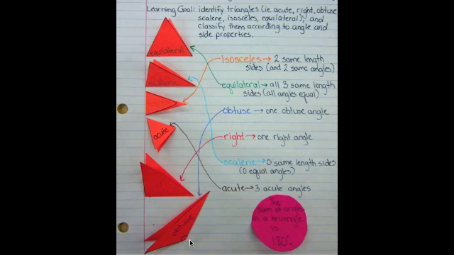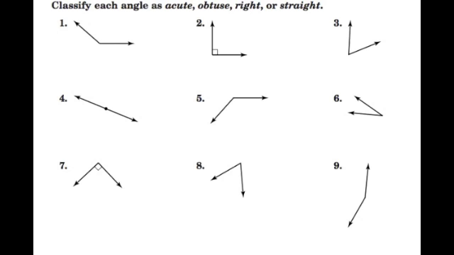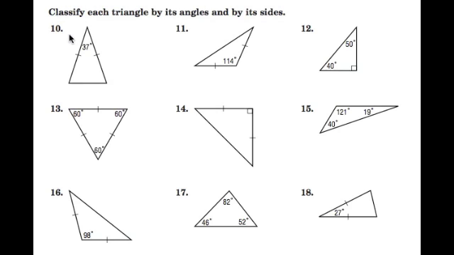As long as one of them's right, the whole thing is considered a right triangle. Same with obtuse. In an obtuse triangle, obtuse means more than 90 degrees. If one of them is obtuse, meaning one of them is more than 90 degrees, the whole thing is considered obtuse. In order to become a master at classifying triangles and angles, you need to be able to classify each one of these angles, whether they're obtuse, acute, right, or straight.